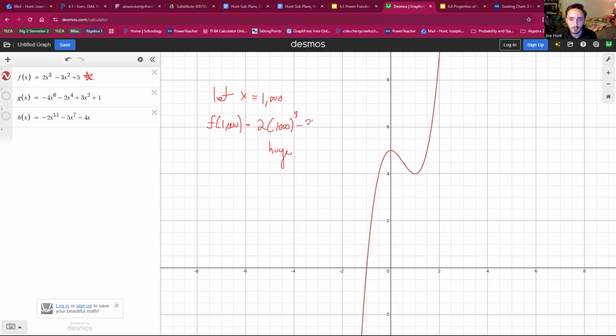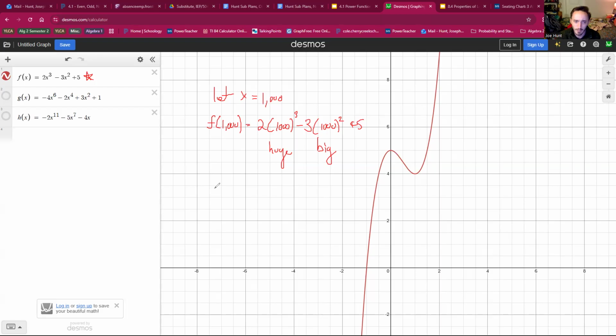And then I've got this minus 3, 1,000 squared term, right? 1,000 times 1,000 is big, but it's not enormous, right? It kind of gets swallowed up by this enormous positive number to its left, and it looks like a huge positive result. And then I add 5 to it. The plus 5 is hardly going to put a dent in that, right? So that is ultimately a very large positive input yielding a very large positive output.